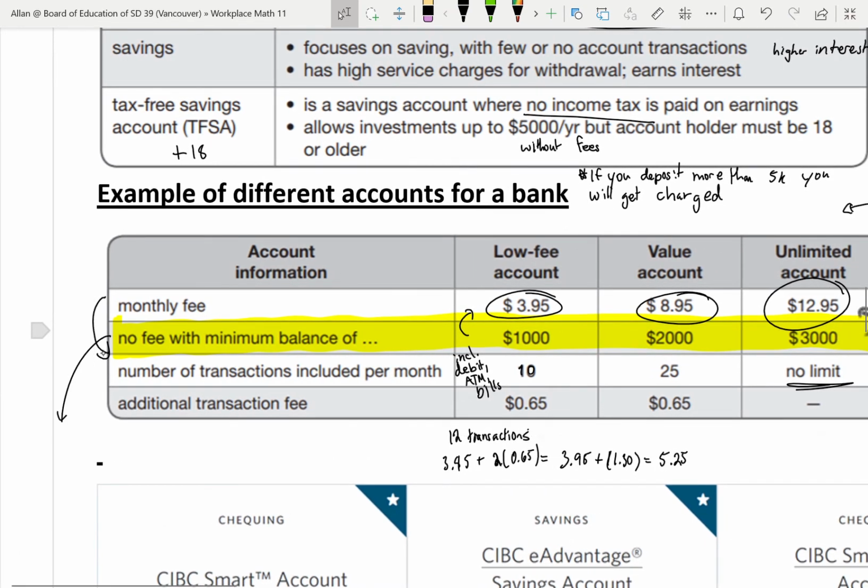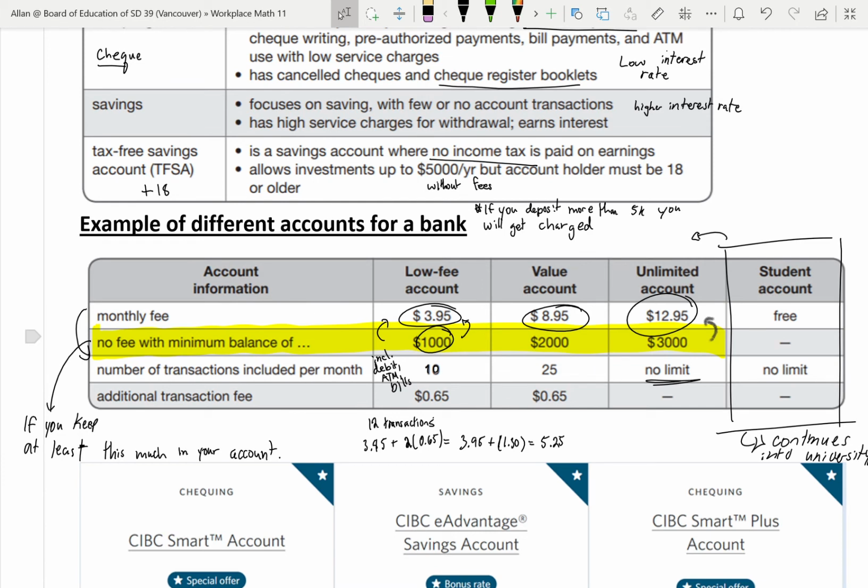So what this is saying is, if you keep at least this much in your account. So if you keep at least $1,000 in your account for the low fee, you don't pay that. If you go under that amount, they're going to charge you, and you can see for each one, there's an increasing amount. So banks want you to save money and keep money in their account. That way they can lend that money out to other people, because the idea is that not everyone is coming to collect money at the same time. So they can lend out the money that's in other people's accounts while you're not using it, and that's why they pay you interest.